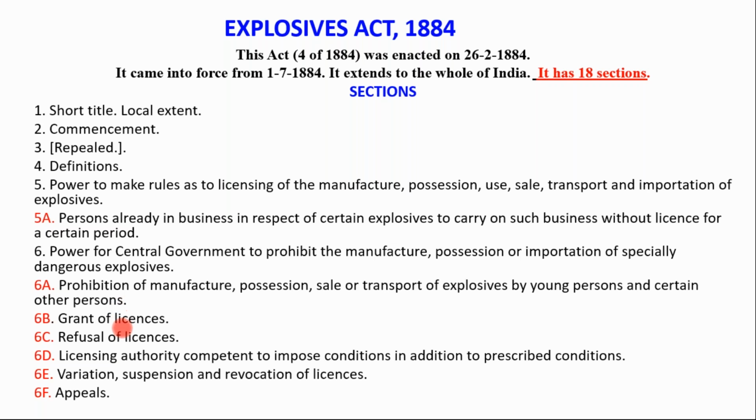Then grant of licenses. How to apply for the licenses, what the provisions are, what the minimum requirements are for getting these licenses, all these things are given in this 6B. And if some conditions are not satisfied by the applicant, then that license can be rejected by the authority, which is given under this 6C.